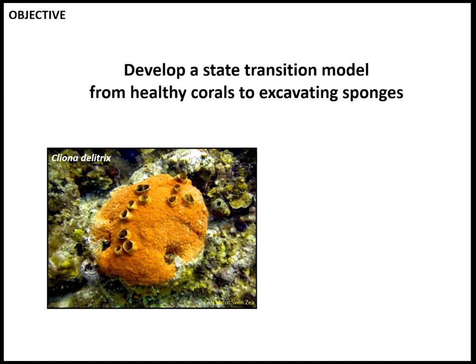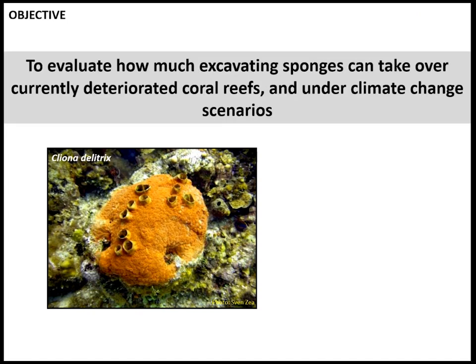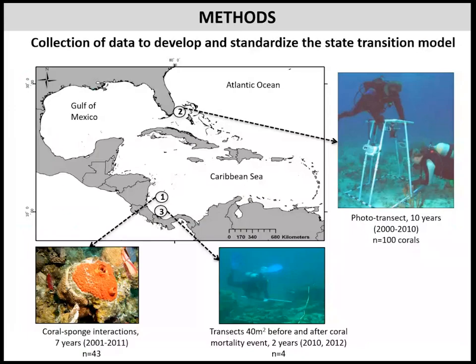So here I bring you to a very tiny, low level in the scale, which is the coral colony level. So these coral colonies could be from 20 centimeters up to 1 meter. There are bigger ones, but that's the scale at which I'm working, centimeters to meters. And the idea was to evaluate how much these excavating sponges could take over the current deteriorated reefs under different climate change scenarios. And on the side, we were thinking, could this sponge be kind of an indicator of climate change at some level? So to develop this state transition model, the first thing was to obtain information of how this specific competitive interaction occurs just ecologically.